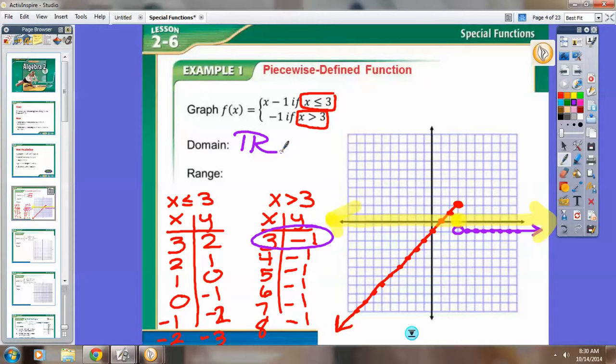Do I have a different color? We're going to do range in a different color.